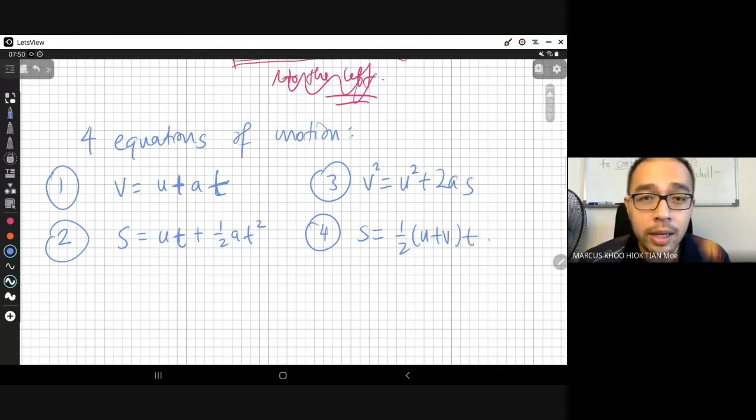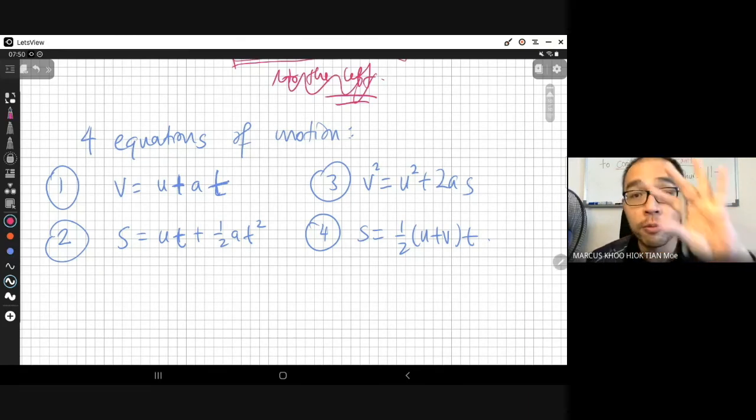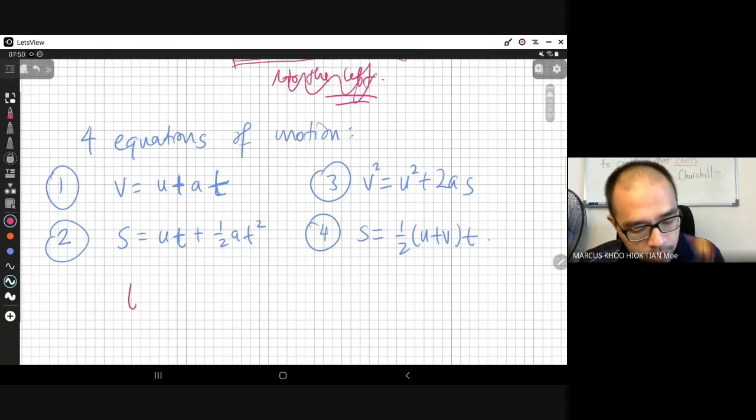Now, why are there 4 equations of motion? Why can't there just be one? Because if you look at this, there are 5 components to the motion. There is, of course, the time.